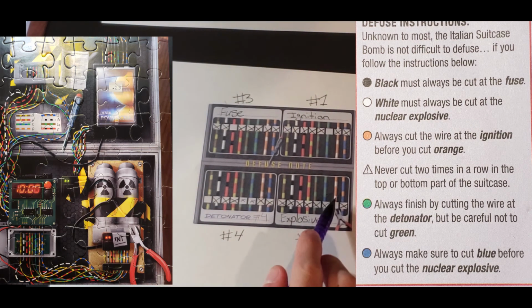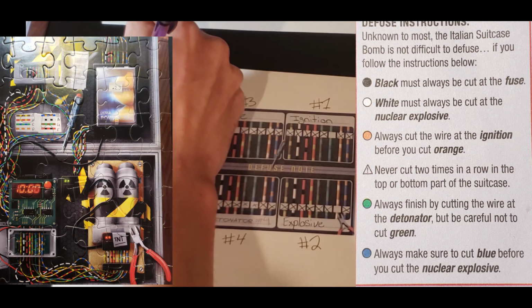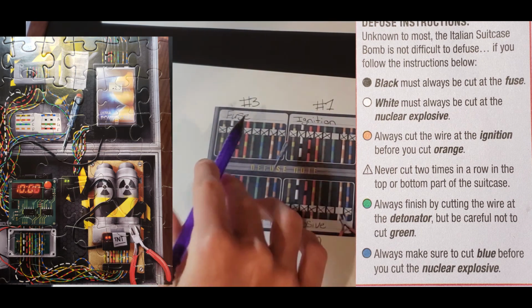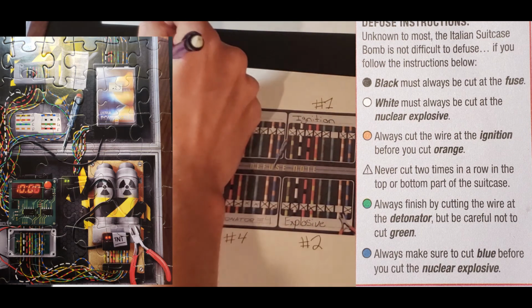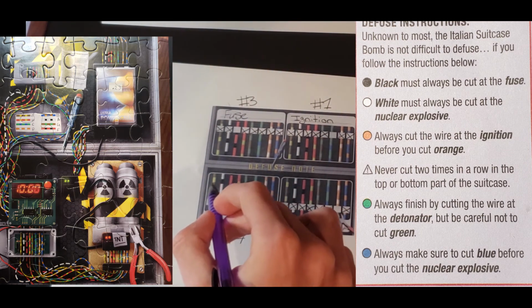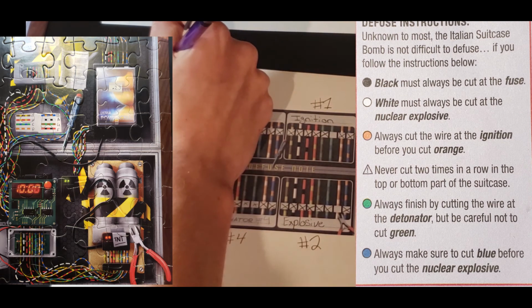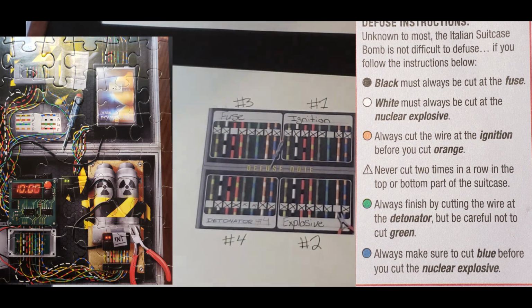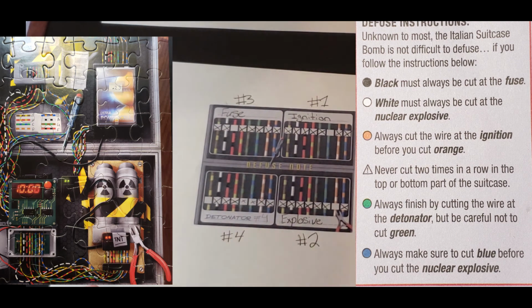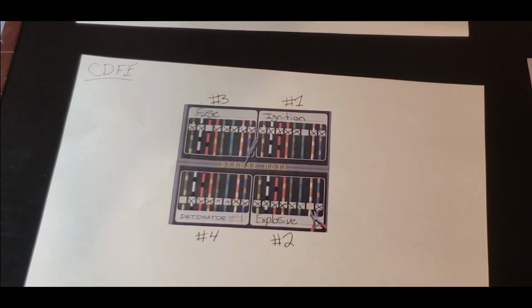The explosive is the white and the orange, and that's D. The fuse, red and black, so that's F. And then finally the detonator, brown and yellow, which is E. Meaning that your answer is C, D, F, E to put in the chrono decoder. Now, that is the nuclear explosive.